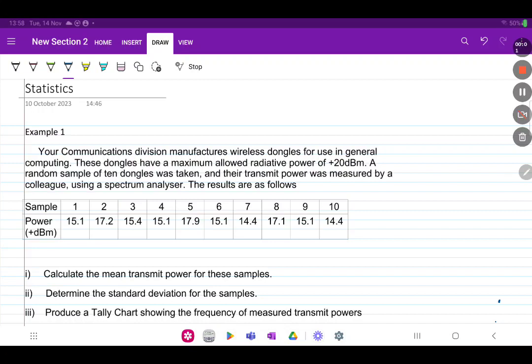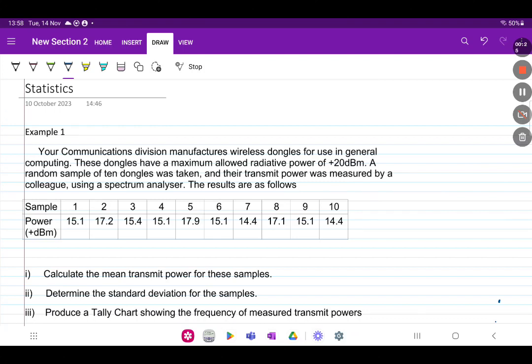Hi everyone. In today's lesson, I will go over an example showing how to find out the mean and standard deviation. So we have an example here with 10 samples and 10 different numbers. So all we need to do at the first part is find out the mean.